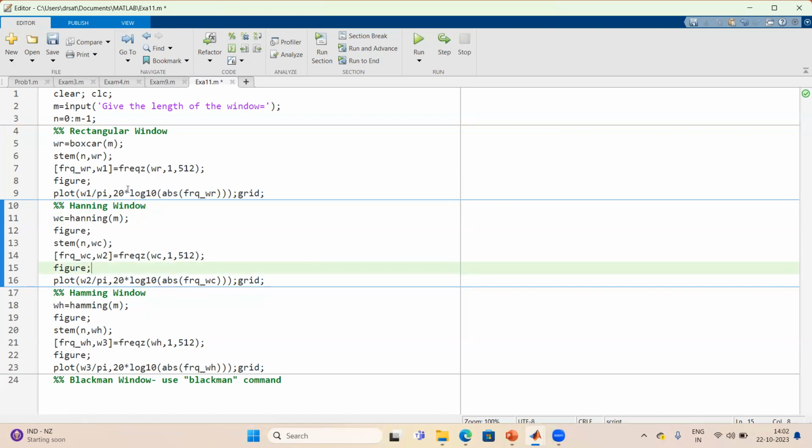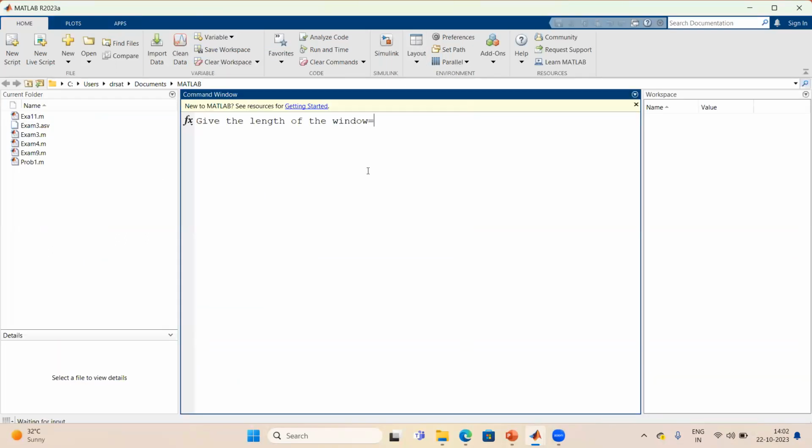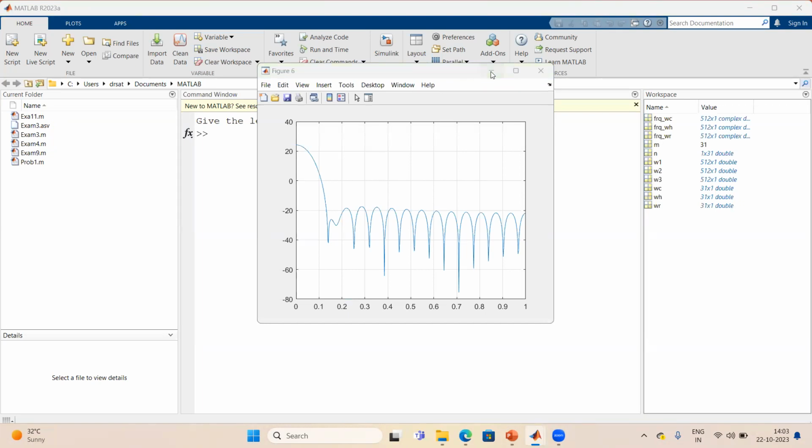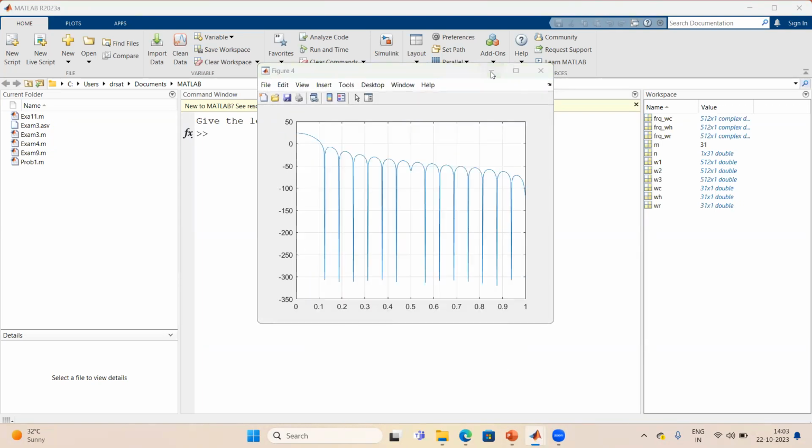So I have just shown these 3 windows that we can observe here. If we execute here, we have to give the length of the window. So I will be giving you 31 here. If we write 31, then we can get this plot. Here we are getting 6 different plots, and I will be showing you one by one.